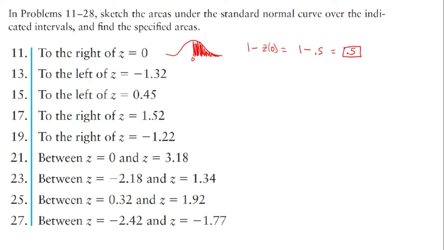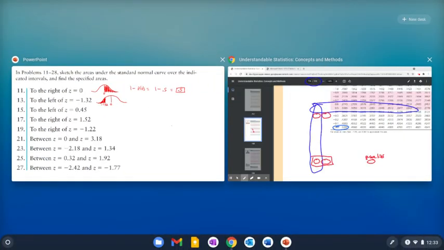Okay, if we're asked to find the z-score left of negative 1.32, we need to draw a little graph there, put 0, and then negative 1.32 is going to be somewhere over here, and shade it. So that's going to be this area. Again, I do want you to draw all these pictures. It's not difficult. Just do a small little sketch there. And then you're going to look up the value, negative 1.32.